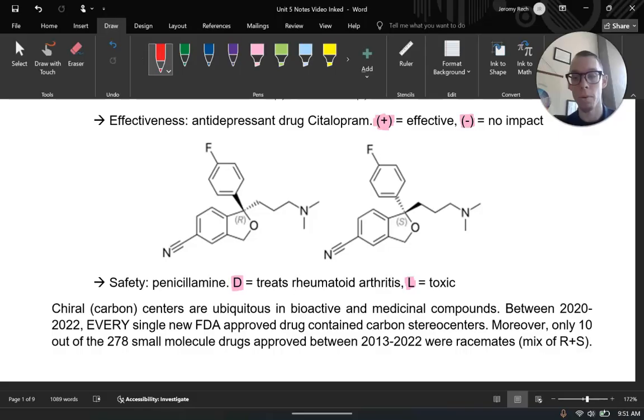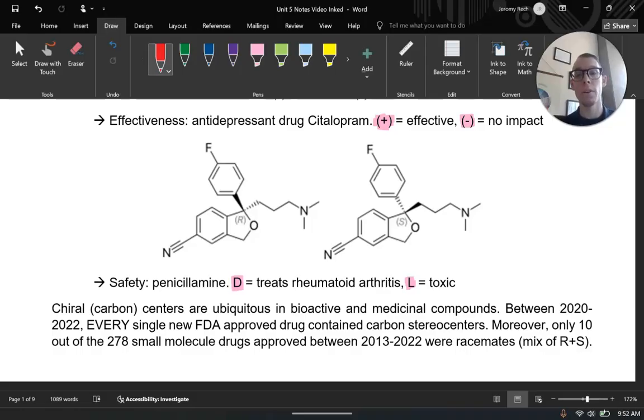Just a little bit of data I pulled. Between 2020 and 2022, every single new drug that was approved by the FDA had a chiral stereocenter. And if we look over a decade, from 2013 to 2022, there were only 10 out of 278 drugs approved by the FDA that did not have defined stereochemistry. So that's less than 4% of drugs that didn't have this defined arrangement of groups. We're looking at over 96% of drugs having this unique type of structure. So this is something that's used a ton in the medicine field.